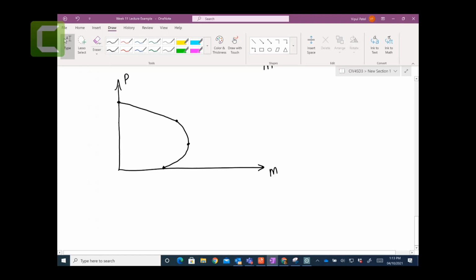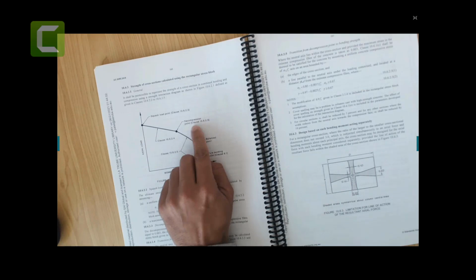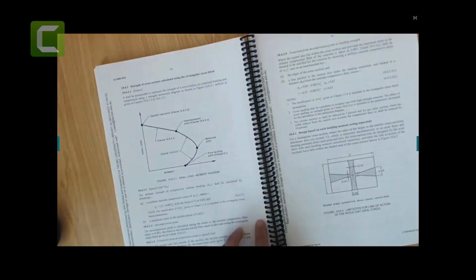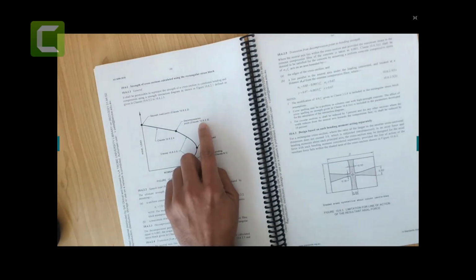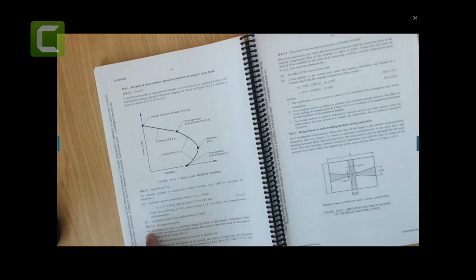So this is the squash point we found, and the name of the second point is called the decompression point. In our example we call it B, but this is a decompression point. Now the decompression point is given in clause 10.6.2.3. That's 3 lines, very helpful.